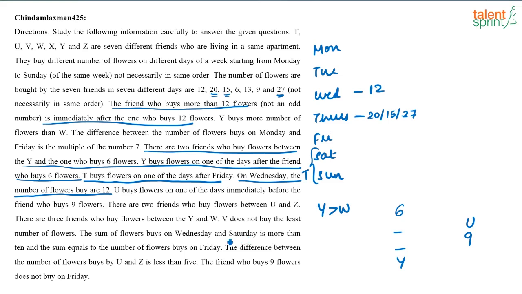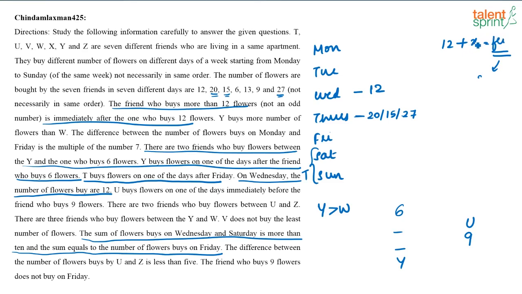The sum of flowers on Wednesday and Saturday is more than 10. Yes, that is for sure, and the sum equals the number of flowers that is bought on Friday. I know Wednesday already has 12 flowers. So 12 plus some number has to be the number of flowers that is bought on Friday. So what can be the possible values of Friday? 12 plus some number should give you the number of flowers on Friday. So what can come here? Put in the values and see.